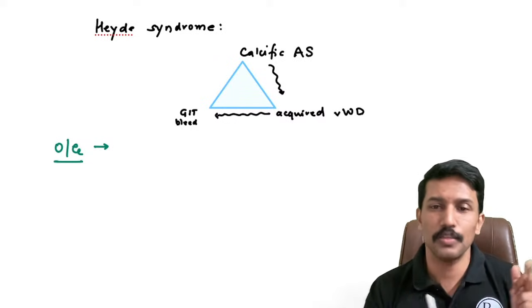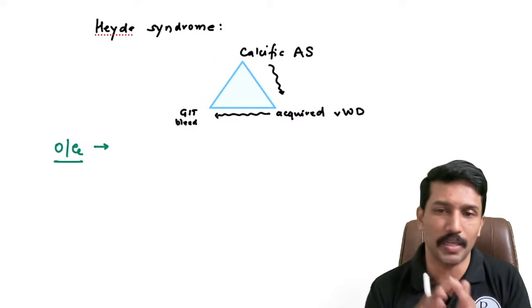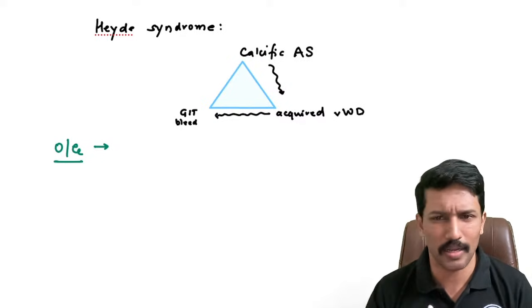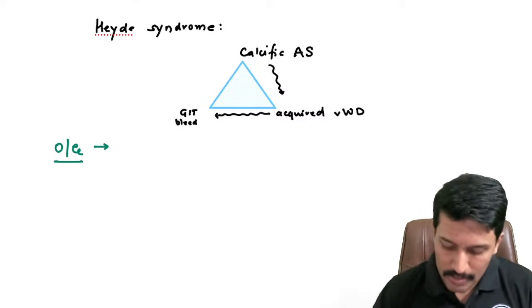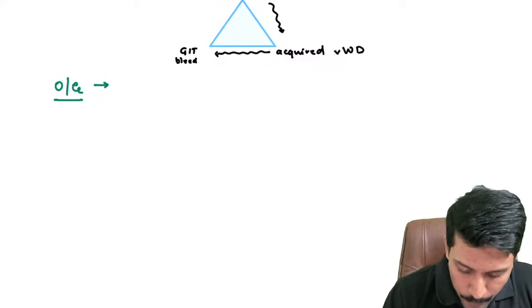Second thing they're expecting is you should mention what is happening to the apex beat on examination. This is commonly asked in your bedside discussion. Third thing is murmur, right? So first let us talk about the BP.